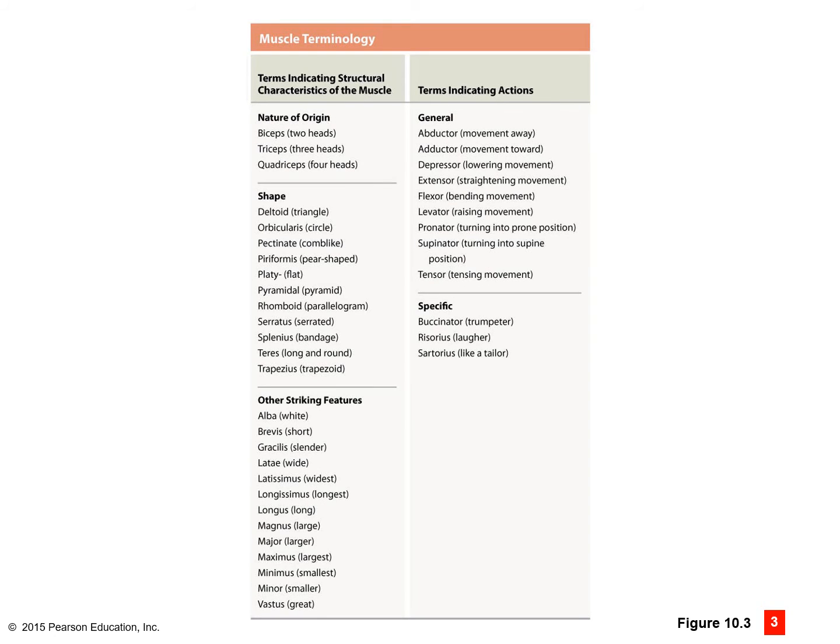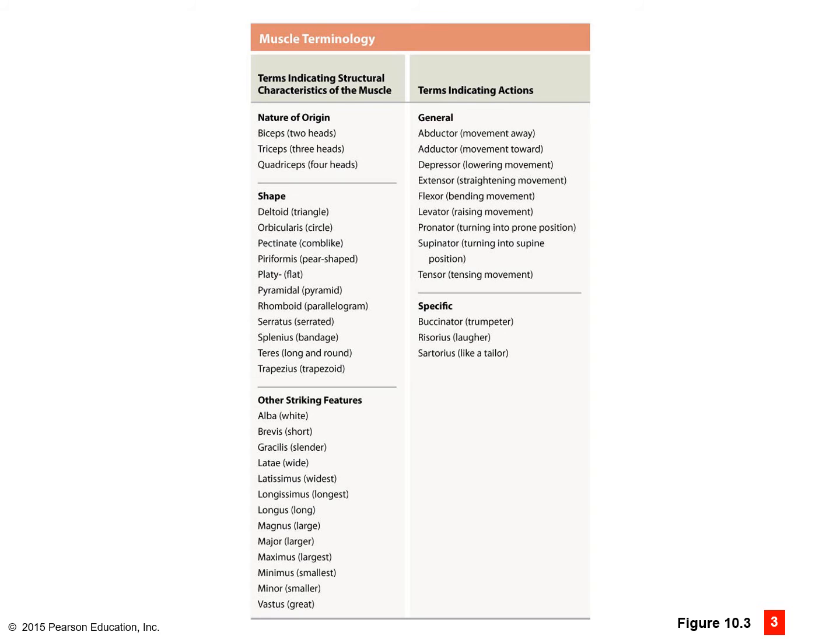Additionally, some other terminology we can use: nature of the origin. A bicep has 2 heads, tricep has 3 heads, quadricep 4 heads. The shape of the muscle, like I've talked about, deltoid is triangular, orbicularis is circular. Other striking features: brevis means short, magnus means large, major is going to be larger, minimus is going to be small.